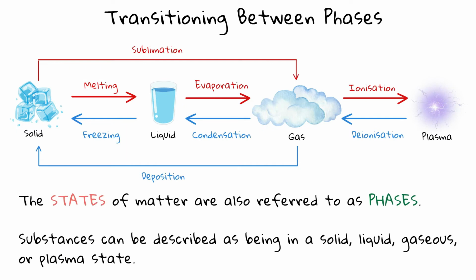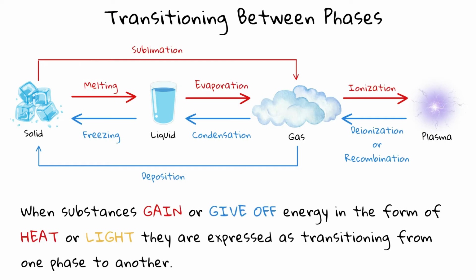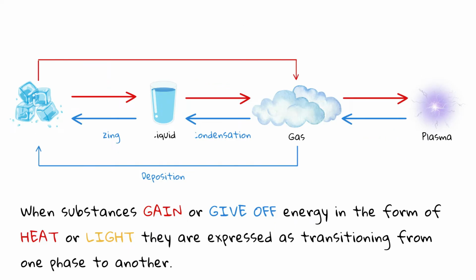The states of matter are also referred to as phases. Substances can be described as being in a solid, liquid, gaseous, or plasma state. When substances gain or give off energy in the form of heat or light, they're expressed as transitioning from one phase to another.